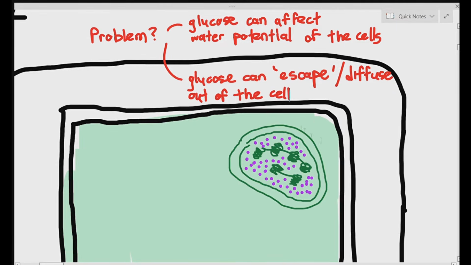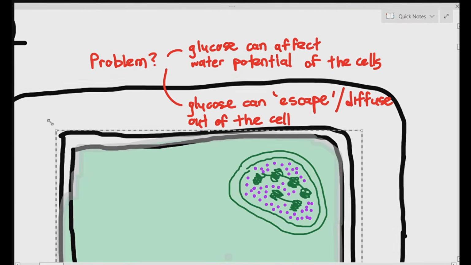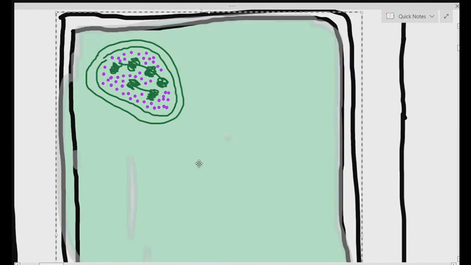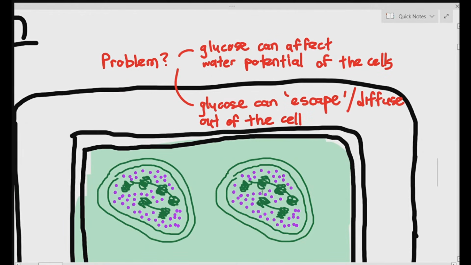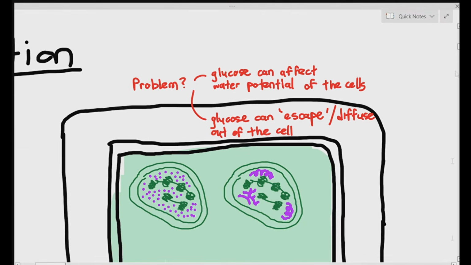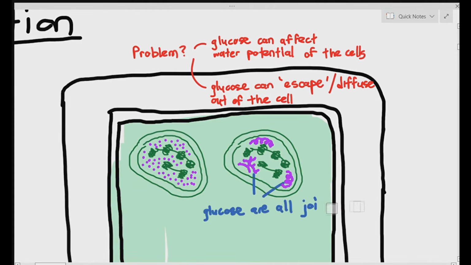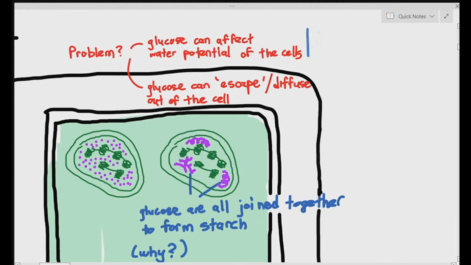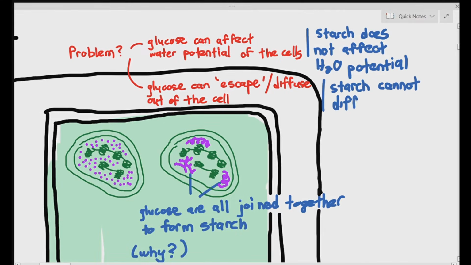So the solution to this is very simple. Instead of just keeping or storing them as glucose molecules, chloroplasts will link the glucose molecules together, just like those dots over there. When they link it together, that's when they get something known as starch. And by linking the glucose molecules together, it makes the size of the molecule larger. And this is good for two reasons. Number one, the molecule is too large to diffuse out of the chloroplast. Therefore, it cannot diffuse out of the cell. Number two, it will not affect the water potential of the cell. The reason why it doesn't affect the water potential of the cell is because starch as a molecule is insoluble in water.